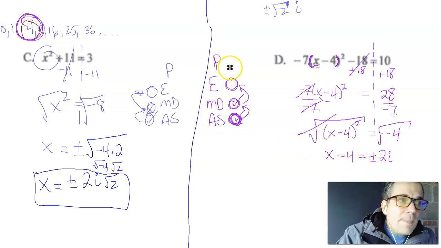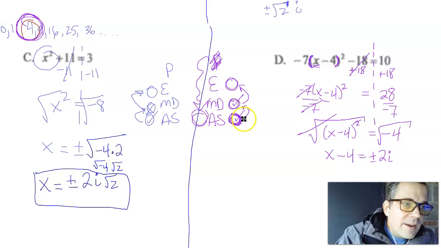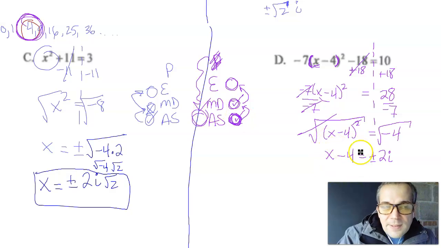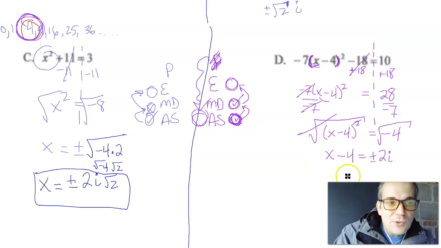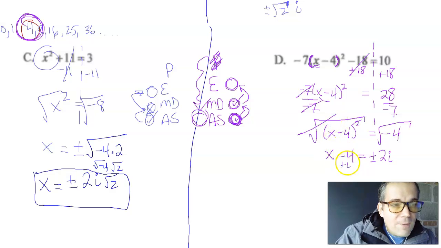So now I'm all the way back down at the bottom. Parentheses are gone. I'm back down here. I'm looking at this side of the equation, and I'm saying to myself, is there anything to add or subtract? And of course, I can see they subtracted 4. I'm going to add 4.